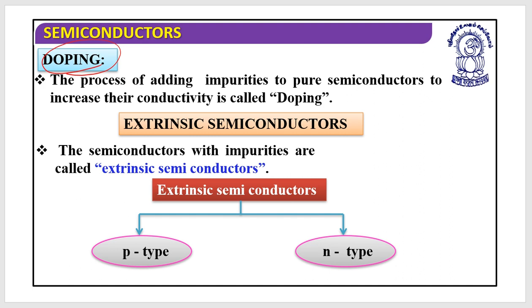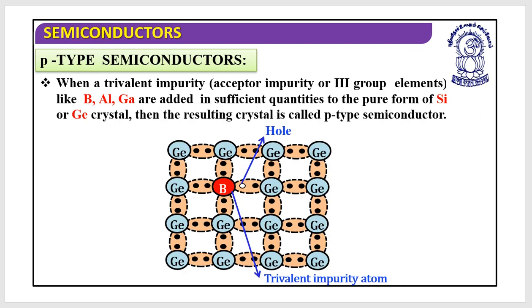And what is doping? It is the process of adding impurities to pure semiconductors to increase their conductivity. That is what we call doping. So extrinsic semiconductors are the semiconductors with impurities, and these extrinsic semiconductors are of two types. One of them is the P type, another one is the N type.